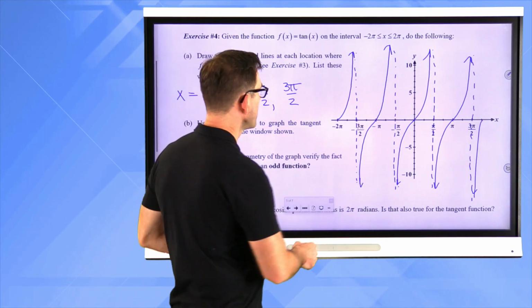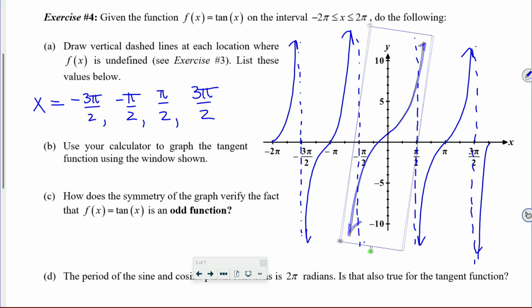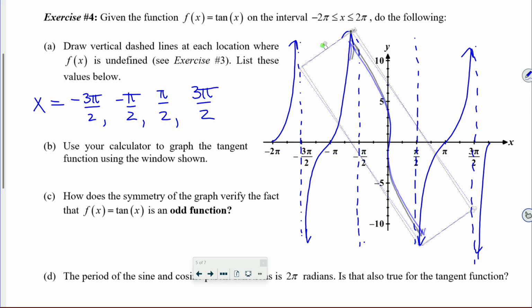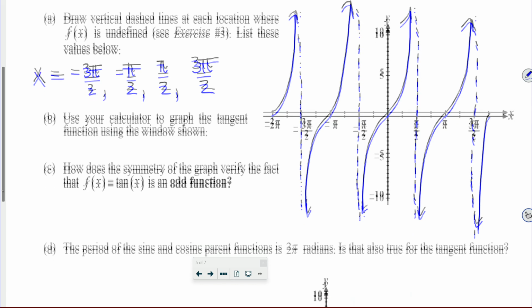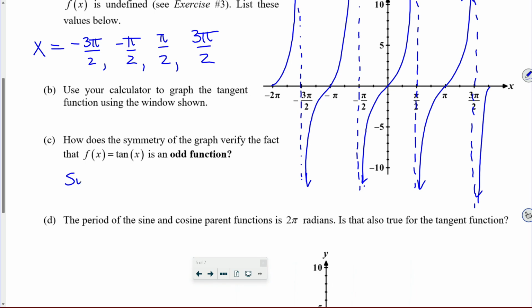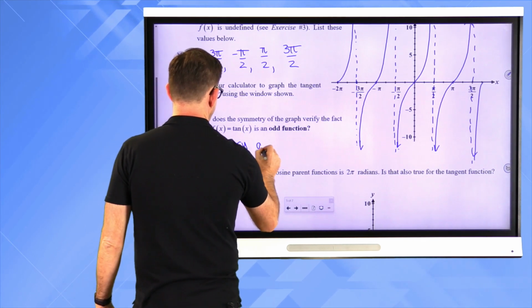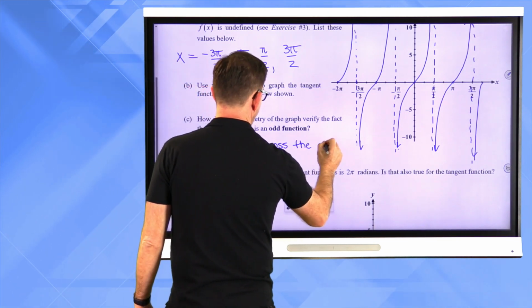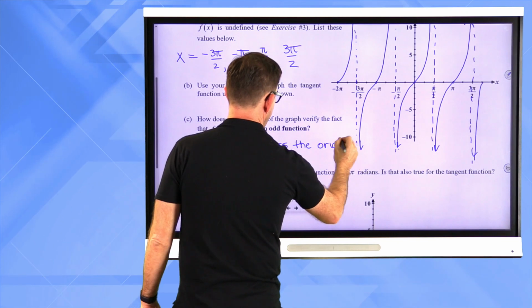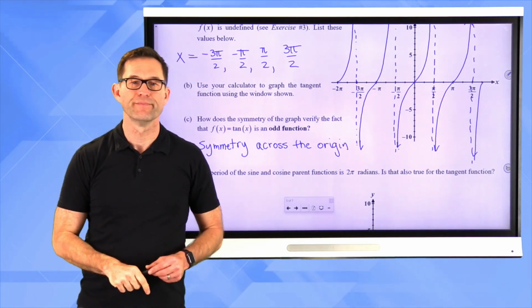All right, I wonder if I could even do that. Yeah. Well, okay, so I didn't draw it the best. But in theory, it should land on top of itself. I gotta stop doing things like that. All right, here we go. So it has symmetry across the origin. All right, awesome, symmetry across the origin.